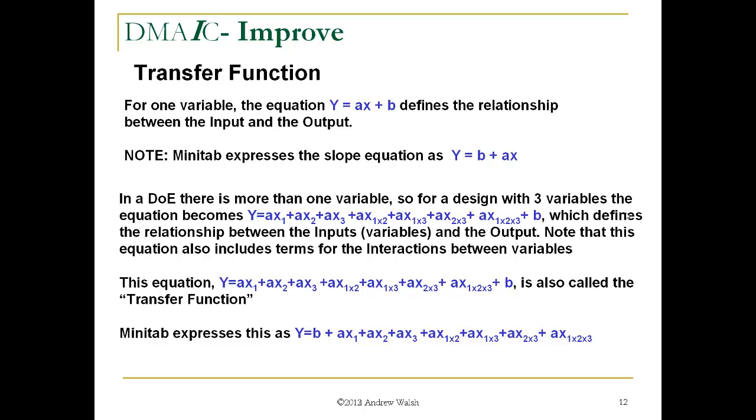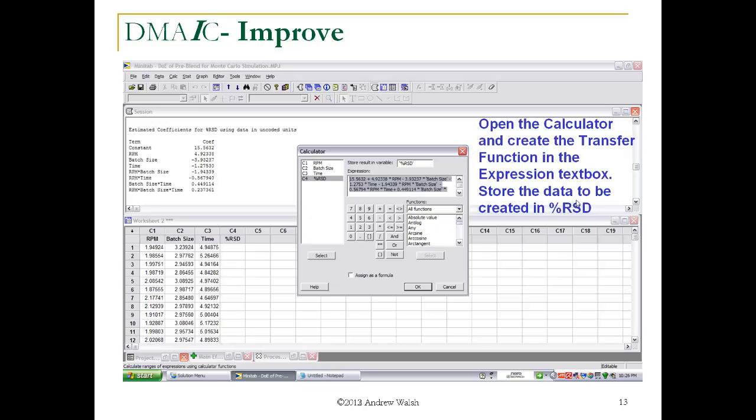And in DOE, there's more than one variable. So for a design with 3 variables, like the equation we saw before, you have y equals a1x1 plus a2x2 plus a3x3 plus the interactions 1-2, 1-3, 2-3, and 1-2-3, plus the intercept. And again, that's our transfer function. However, Minitab will express it at the bottom, all the way at the bottom, as y equals b0 plus b1x1, b2x2, b3x3 plus b12x1x2, b13x1x3, b23x2x3, and b123x1x2x3. Or as Minitab puts it, it uses b's.